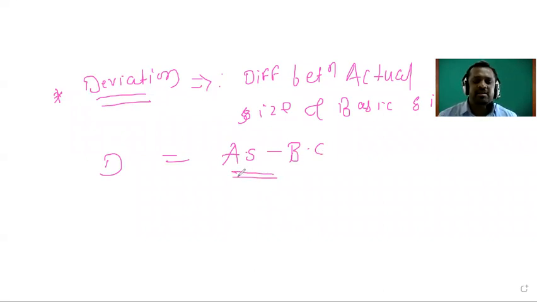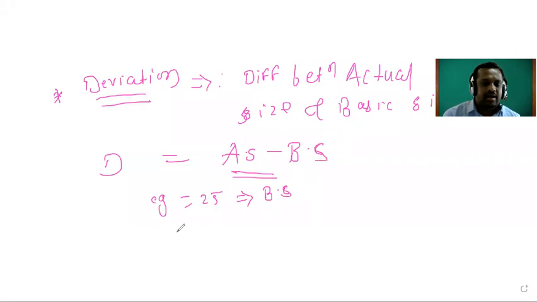What is meant by the deviation? Simple. Deviation means how much difference has occurred from the actual size. For example, suppose 25 is our, sorry, 25 is our basic size. I will take an example so that we understand properly. You just have to remember this formula for how to calculate the deviation. So for example, take 25 mm as our basic size.